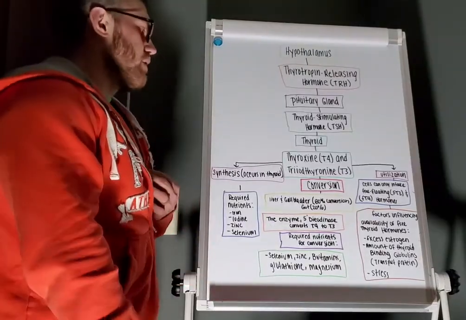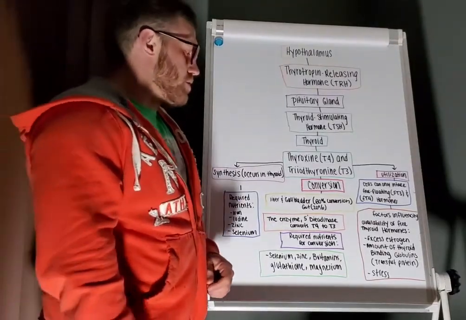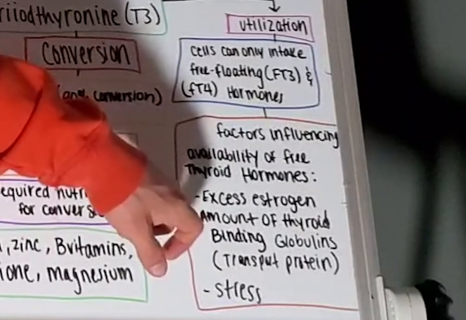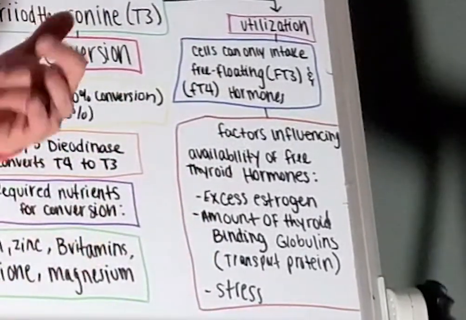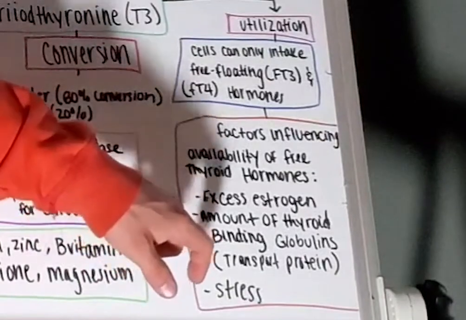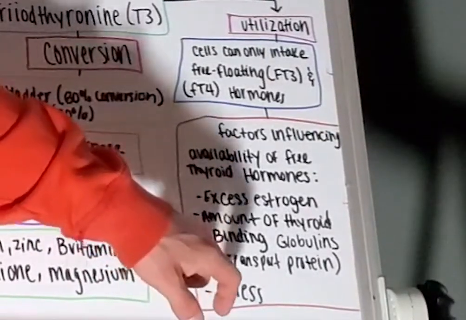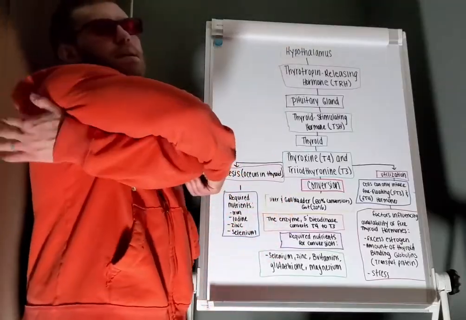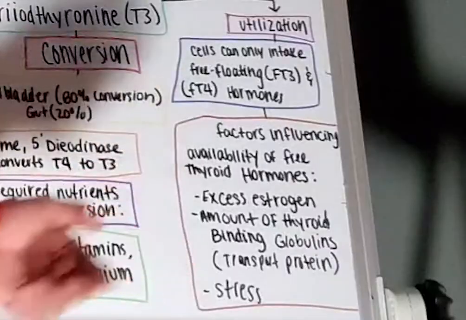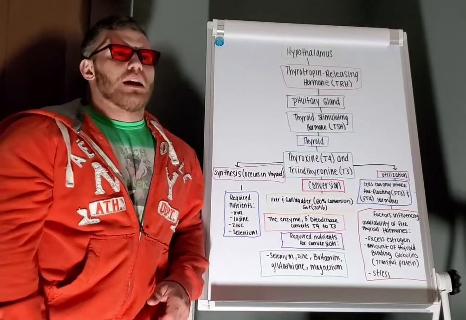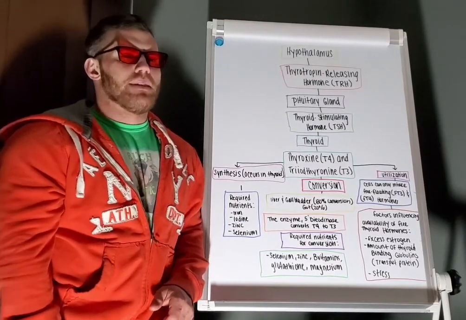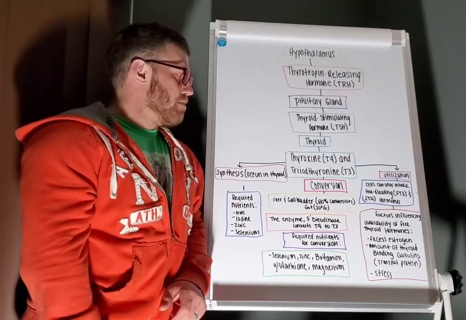So factors influencing, or perhaps nutrients: availability of free thyroid hormones, excess estrogen, very common in estrogen dominance, because a lot of these people have high amounts of thyroid binding globulins, or TBG, okay? Stress. And then I'd also add gut issues to this for sure, because a lot of the TBG activity will be in that area. So those are going to be your biggest ones.